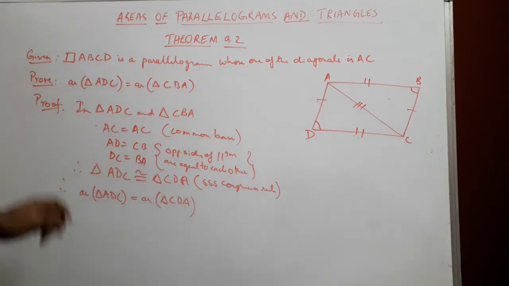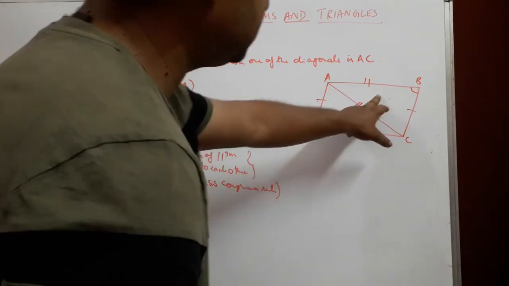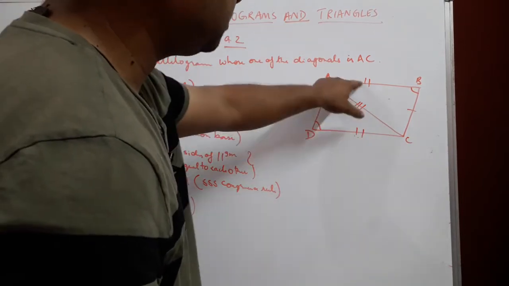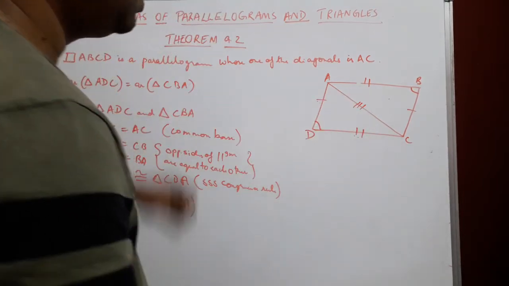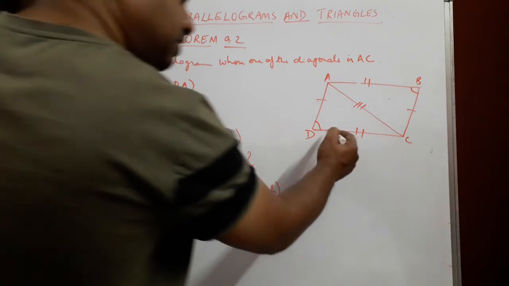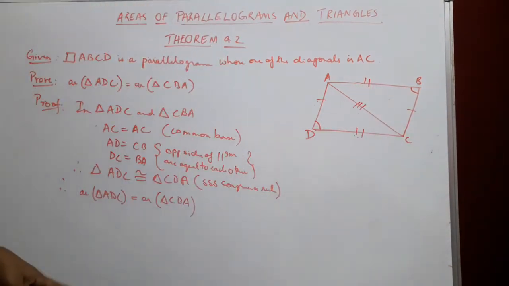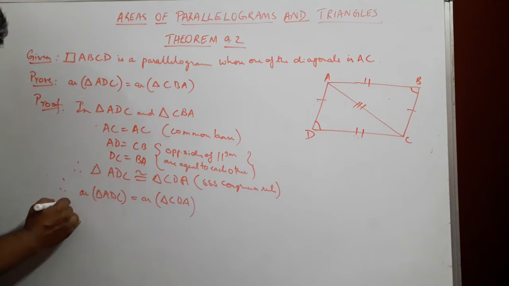And so we can say these two triangles lie on the same base, and they also lie between the same parallel lines. Whether you take it this way or this way, they lie between the same parallels and they have equal areas. So we make a note of this, just like we did last time.